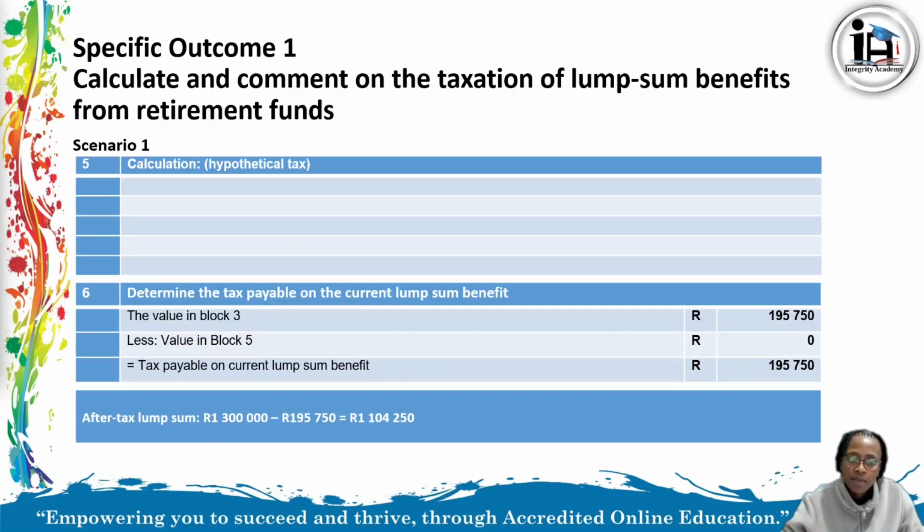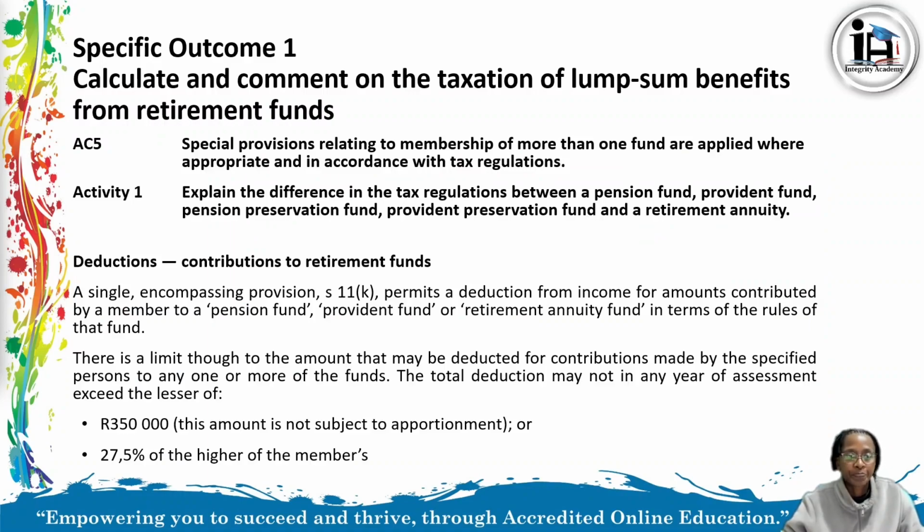And then number 6, we determine the tax payable on the current lump sum benefits, which is the value in block 3 of 195,750. There's the value in block 5 of 0. And then the tax payable on current lump sum benefits is 195,750. Then the after-tax lump sum, 1,300,000 minus 195,750 is 1,104,250.